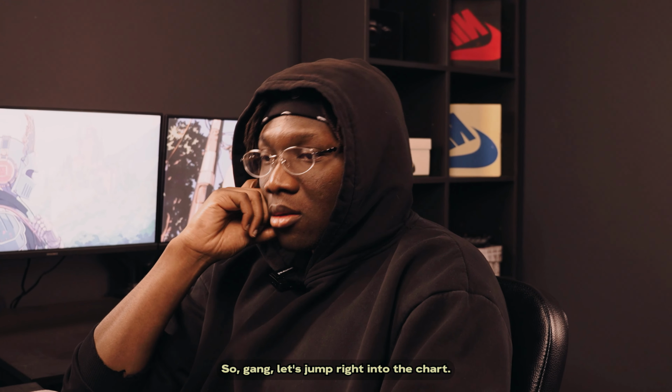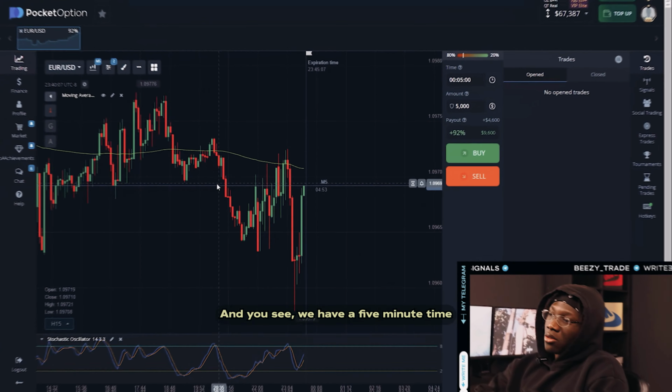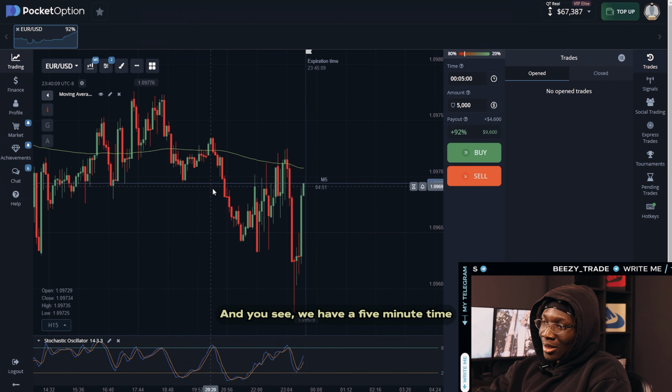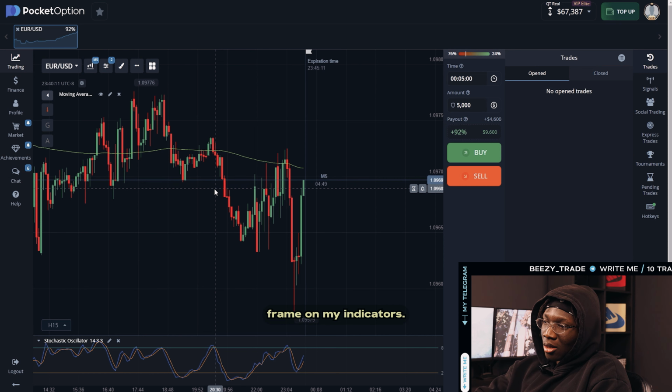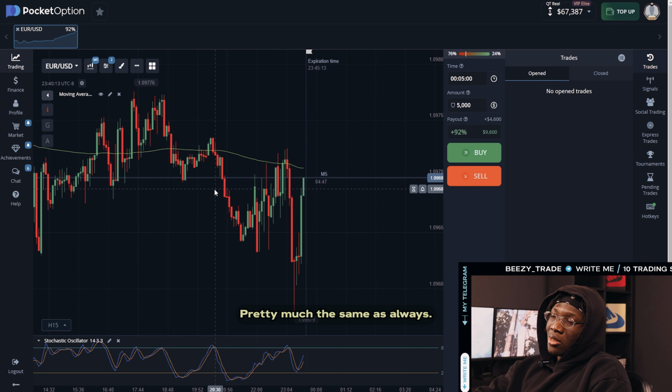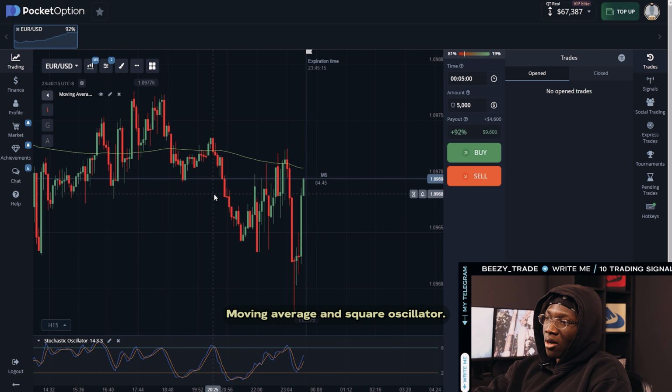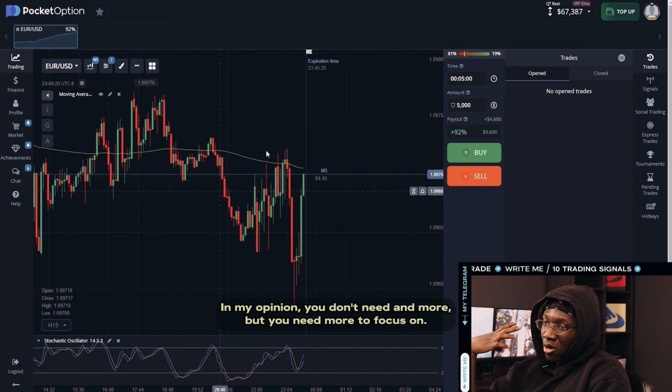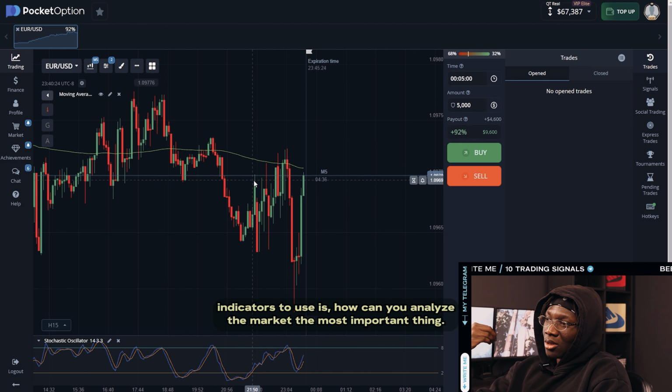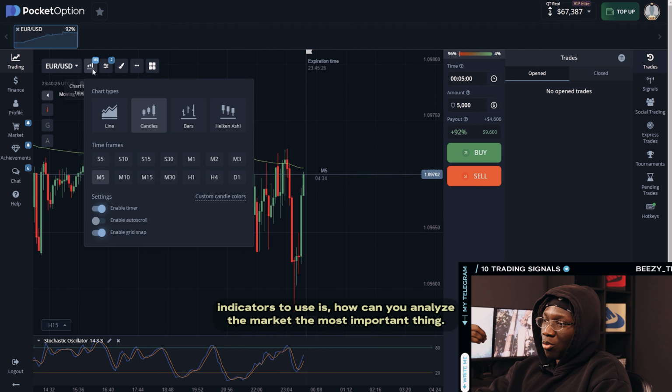So gang, let's jump right into the chart, and as you can see, we have a 5-minute time frame on. My indicators are pretty much the same as always, moving average and stochastic oscillator. In my opinion, you don't need more than that. What you need to focus on rather than thinking about what indicators to use is how you can analyze the market, the most important thing.